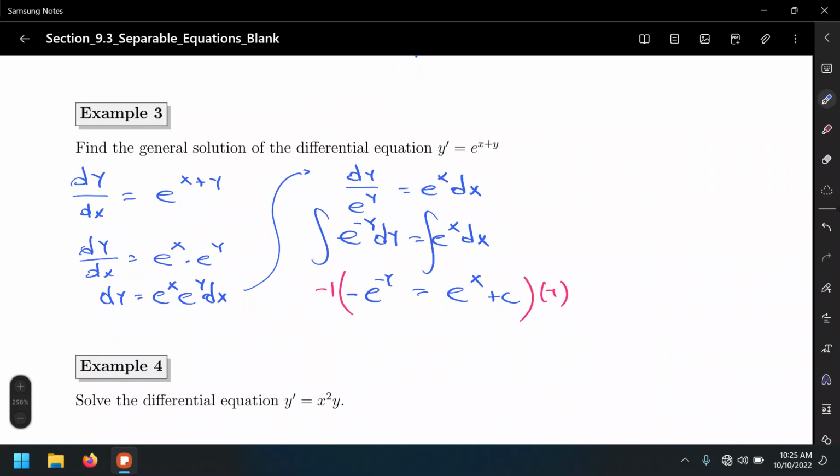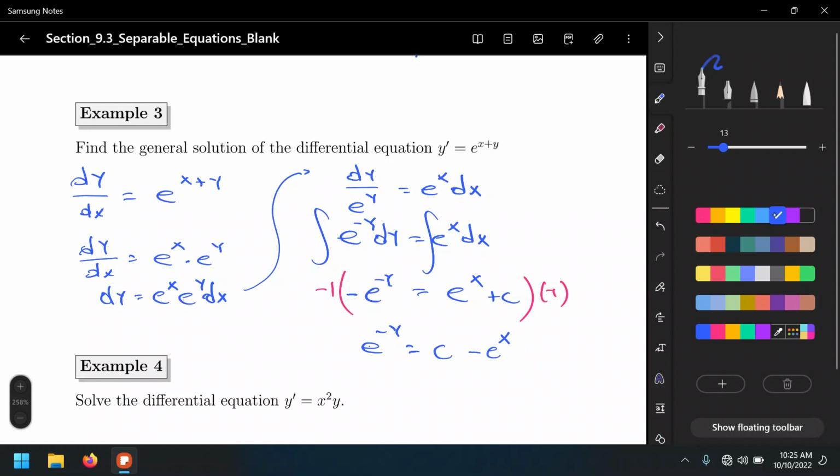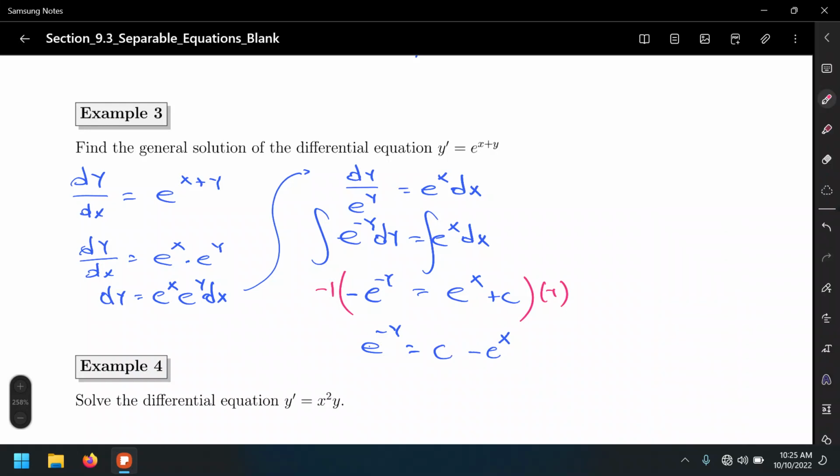So number one, that's e to the negative y equals -1 times e to the x, that's negative e to the x, and c times the -1. Recall that by absorption, an arbitrary constant multiplied by whatever number, whether positive or negative, is always c. It remains c by absorption. We are a couple of steps away from getting this equation solved.